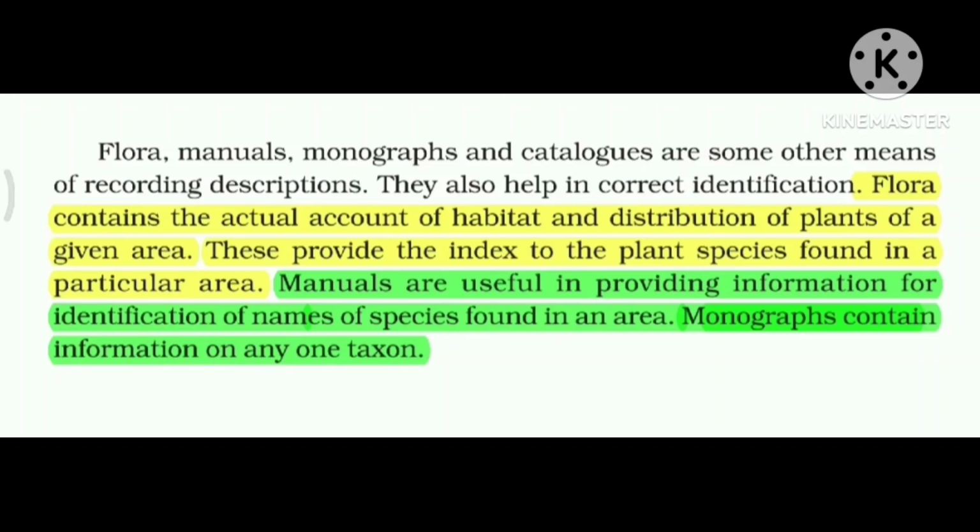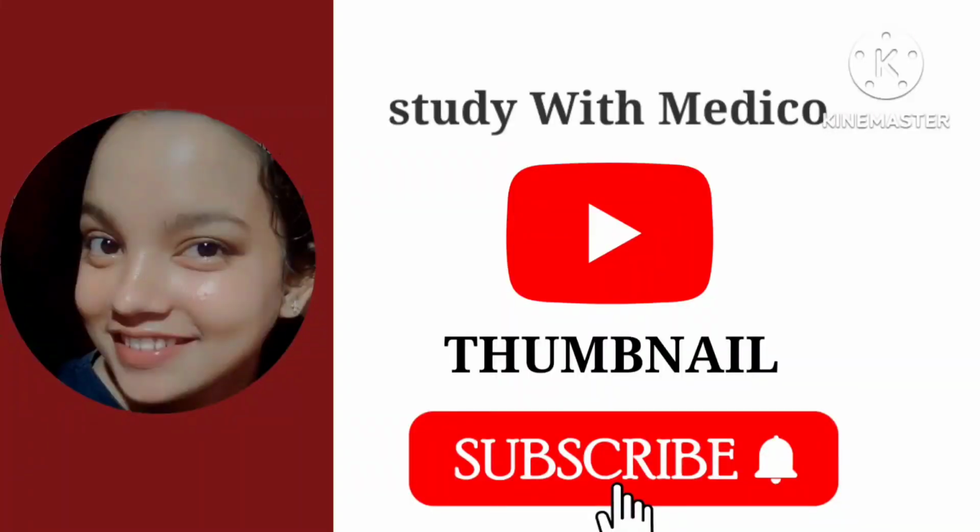If we talk about flora, this will give information about a given, particular area. Manuals provide information about the species found in an area. And monograph gives information about only one taxon. This is the full explanation of the chapter, The Living World.